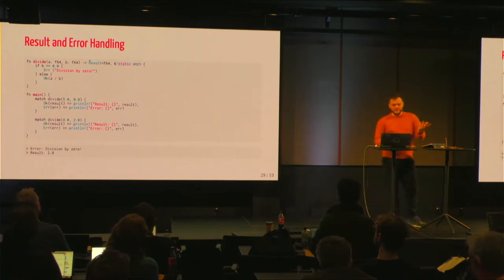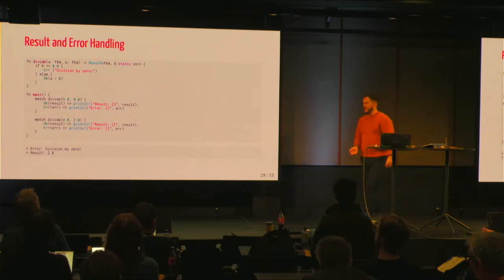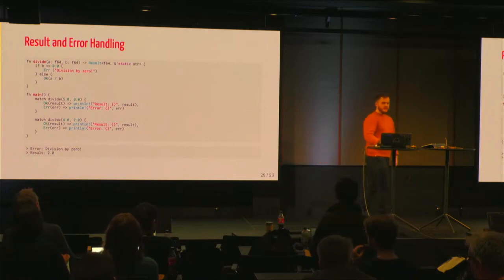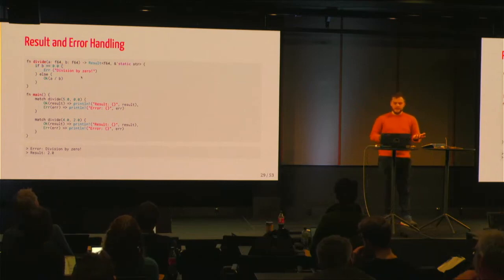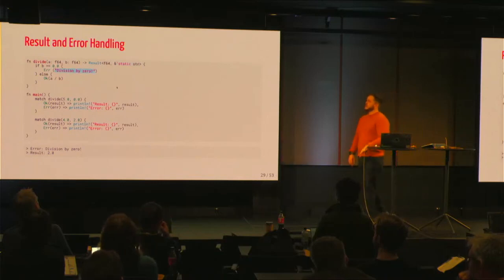So this function returns a Result. And as we learned in elementary school, you can't divide anything by 0. That's impossible. So in this case, we say if b is 0, we return the value Err, with the expected type, a static string, and we send back a division by 0 error. Otherwise, we send Ok and then the value.